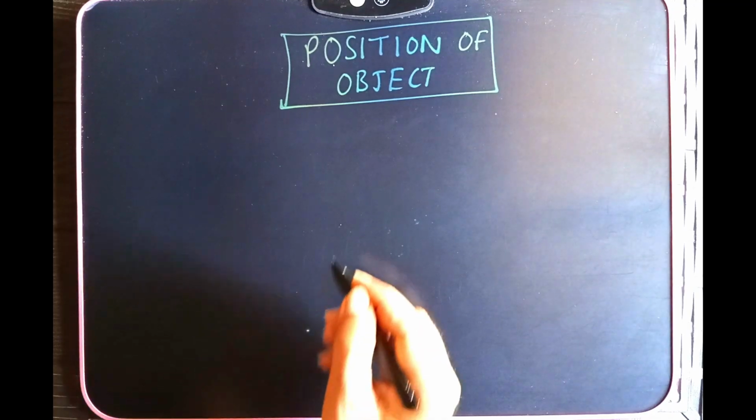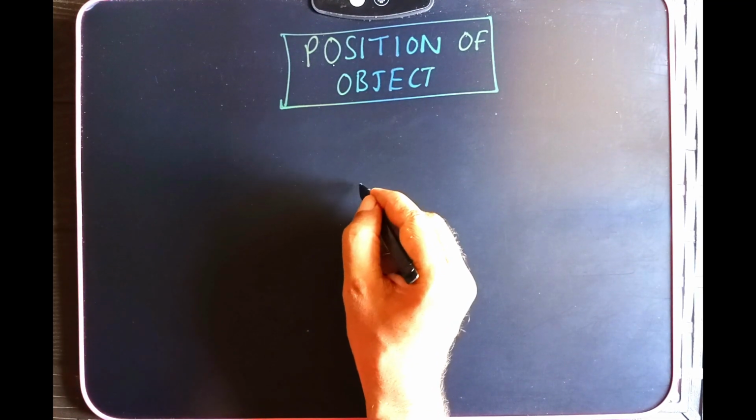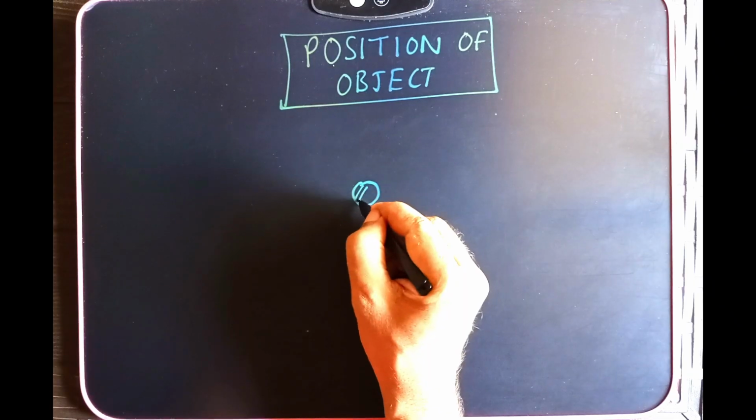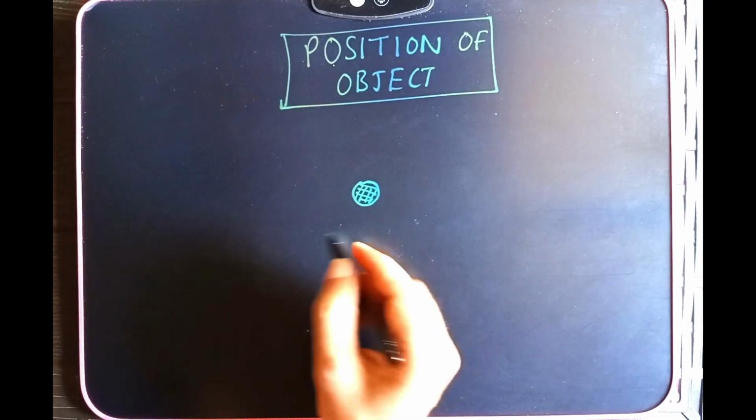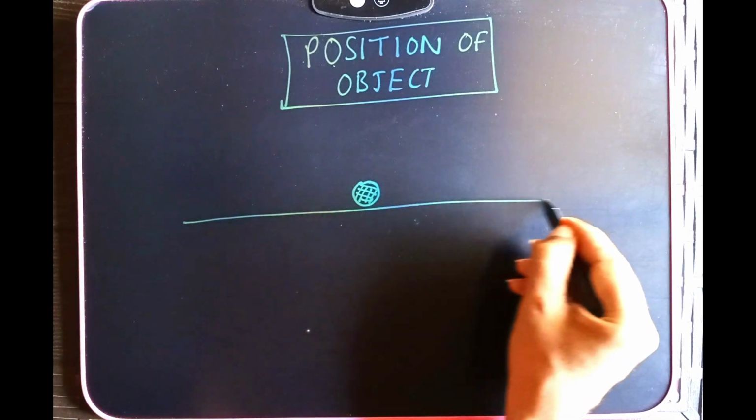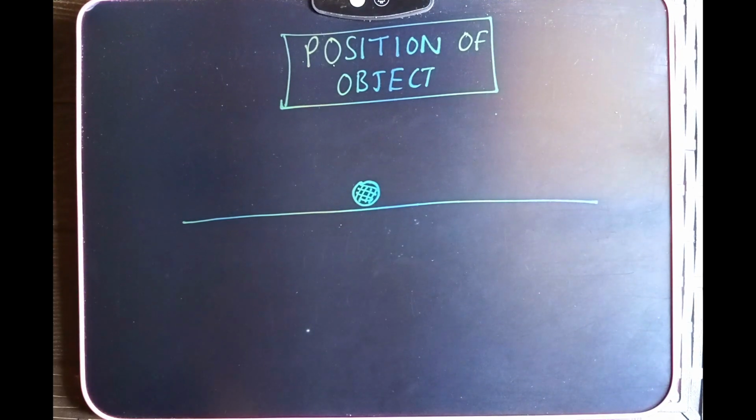Now if I have an object, let us say that object is the ball here, a football. Do you like football? We'll say the object is placed here, the football. Now can you identify the position of the ball? It's not that convenient to identify the position of the ball by just looking only at the ball, right?